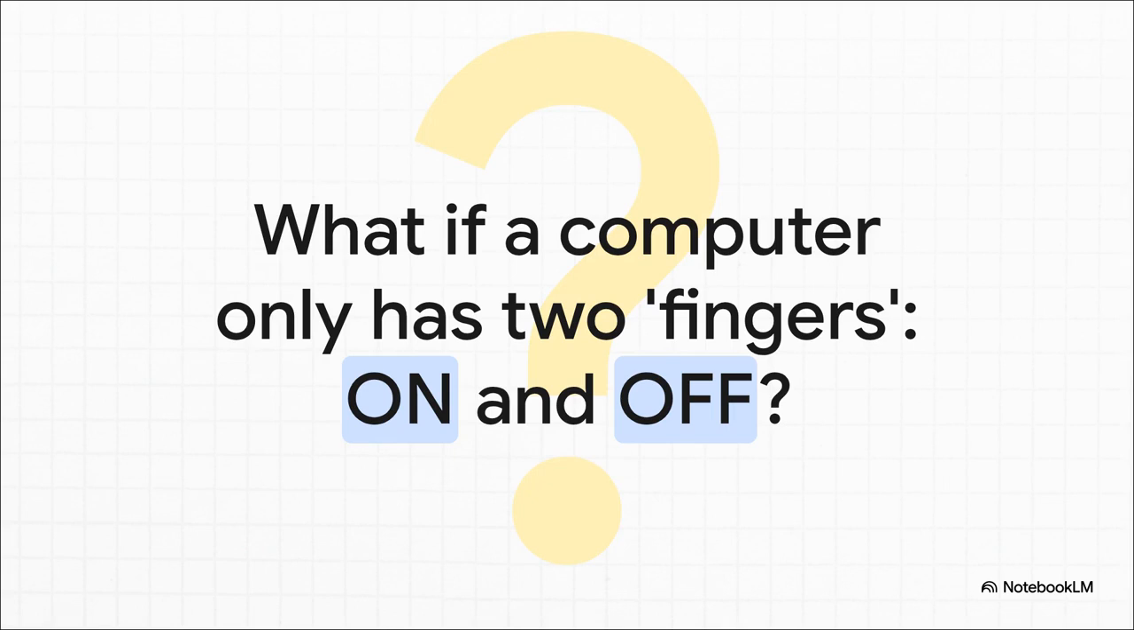Okay, now let's flip that. Imagine you're a computer. You don't have 10 fingers. You just have two. A switch that's on and a switch that's off. That's it. That's your whole world. So how on earth do you count anything with just two options?